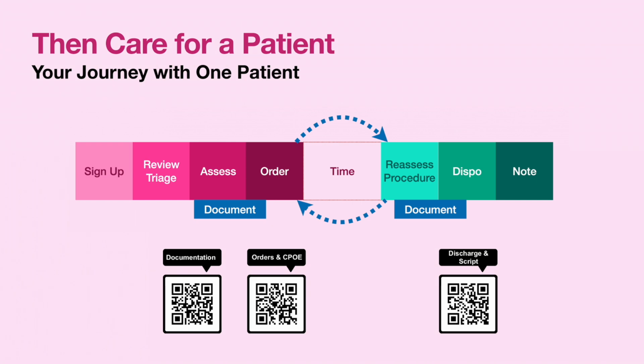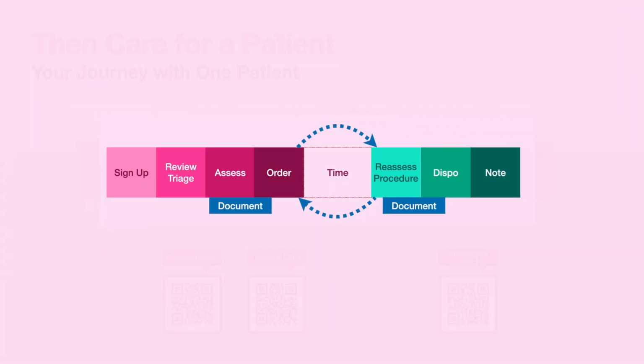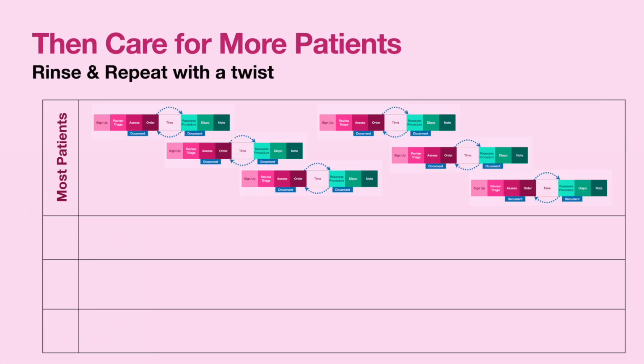Now that we're taking care of one patient, we're going to take care of more patients. This is really a process of rinse and repeat. You pick up your first patient, and when you're done with your orders, you pick up your second patient, and when you're done with your orders, you pick up your third patient, and so on and so forth. And you'll find yourself going back to reassessments and more orders and dispositioning your patients as you go on through your day. Now, the twist.